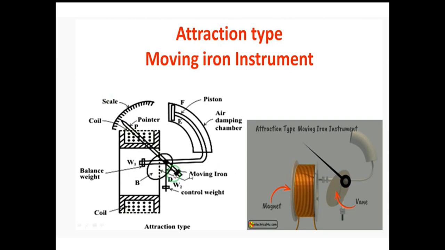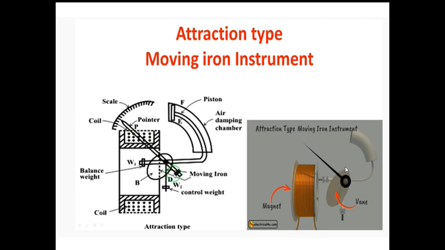Okay, so this is the two-dimensional view. Just now we have seen for the attraction type moving iron instrument. Whenever current is flowing through the coil, it establishes a magnetic field. This vane, a soft iron piece, will be attracted towards the magnetic field established by the current carrying coil. When it is deflecting, the pointer is attached to the vane, and the pointer is moving on the scale.